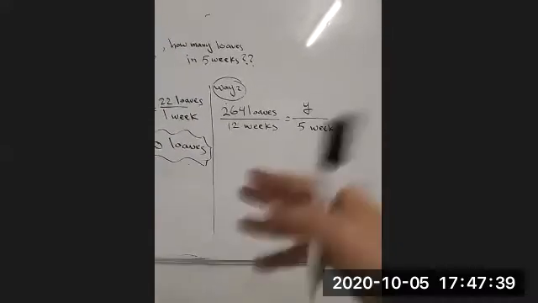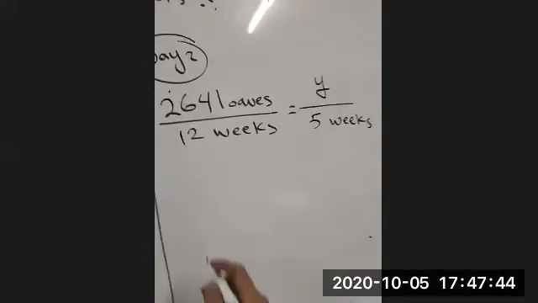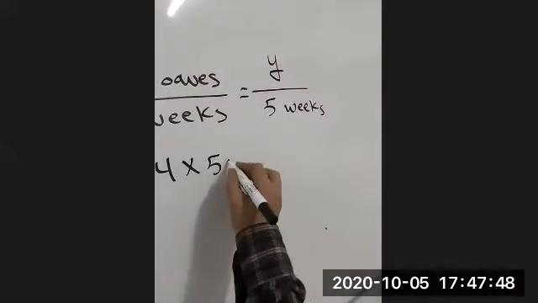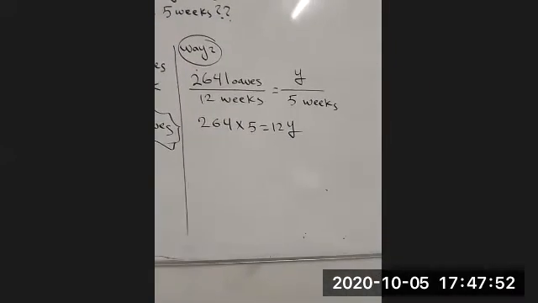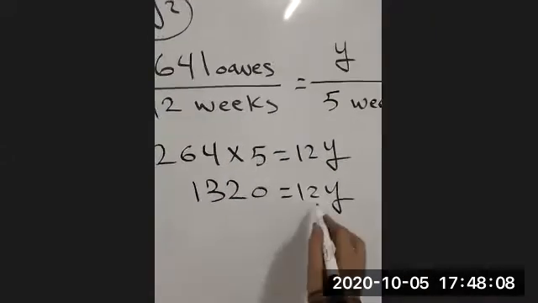I will make now cross product, then multiply, then divide, then we do the rest of the steps and you do them. 264 multiply 5 equals 12 multiply y. 264 multiply by 5 first is 1320. After that, 12 divide on 12 both sides.